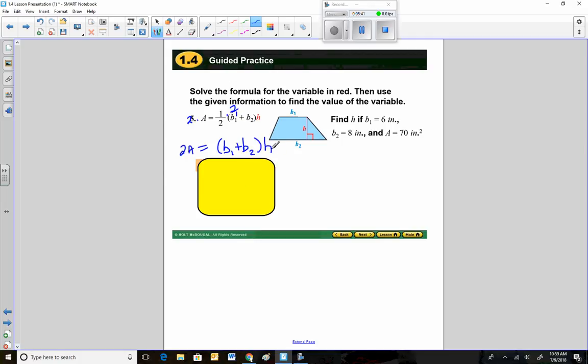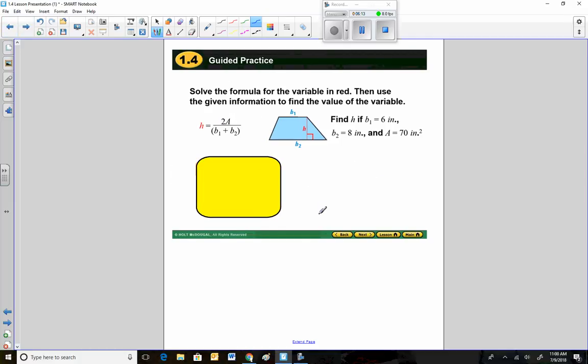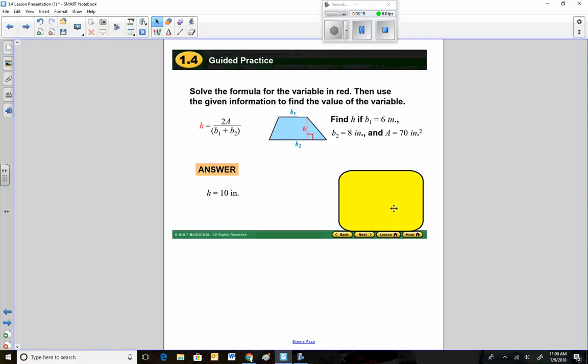Now, you need to get h by itself. There's this thing multiplying times it. How do you undo multiplication? Division. So divide by that whole thing, base 1 plus base 2. Divide this side by base 1 plus base 2, and these things cancel. So we get h equals 2A all over base 1 plus base 2. Now, if you had to solve this, look up here, they gave you all the information. Just plug everything in and do your order of operations to solve. When you solve it, you will find that the actual height is 10 inches.